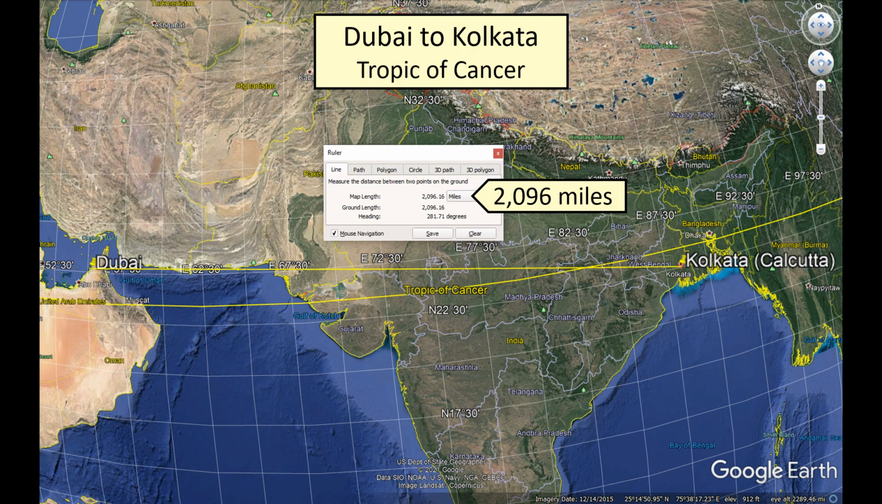Now, instead of just using flights from these two locations, I'm going to bring in two more locations. And this one is near the Tropic of Cancer, you can see right here. So this is from Dubai to Kolkata, which used to be called Calcutta. And the distance here is about the same, 2,096 miles.